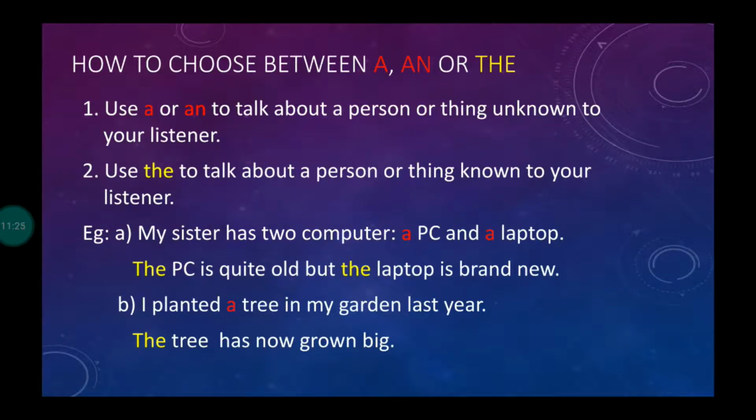Now, how do we choose between a, an or the? The first rule is: use a or an to talk about a person or thing unknown to your listener. Suppose two people are talking and somebody is listening. You will use a or an to talk about people or things which are unknown to your listener, but you will use the to talk about a person or thing which is known to your listener.